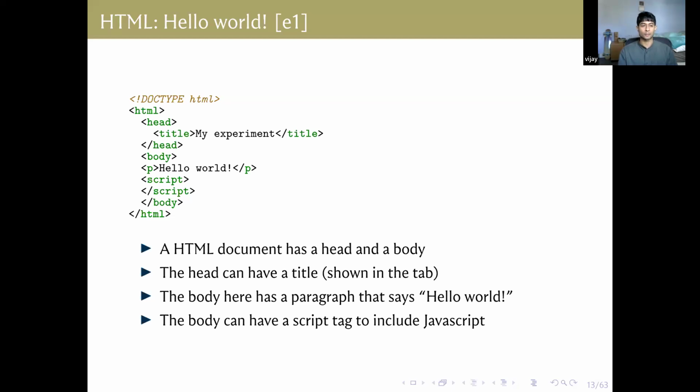And we'll open this example. Anytime a slide has this square bracket E1, that's an example that's provided in the files. So there's a head, and then there's a body. The body here has a P tag, which means paragraph. It has a paragraph with the text hello world, and then it has a script tag with nothing in it. So first, let's look at what this looks like.